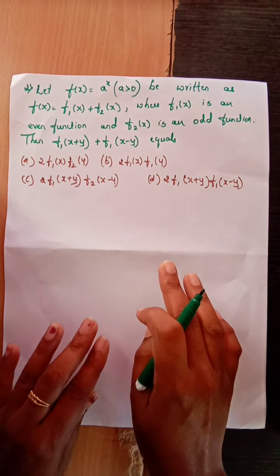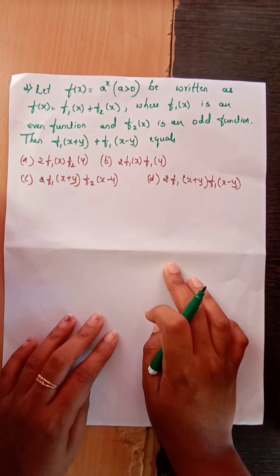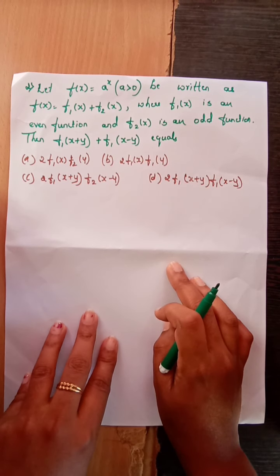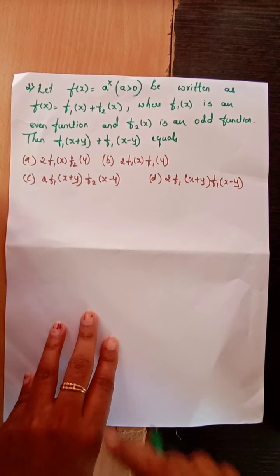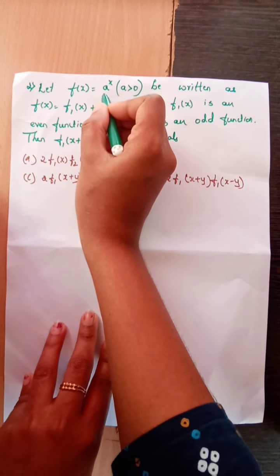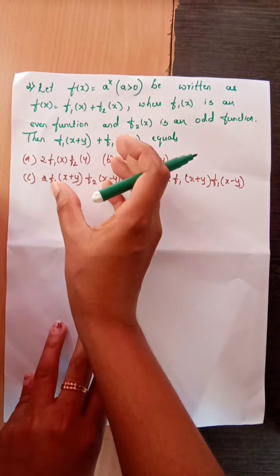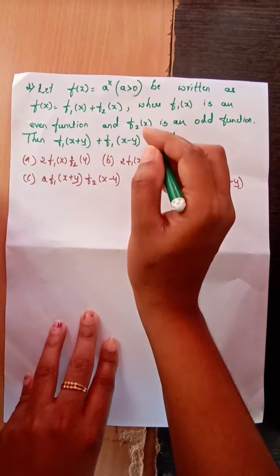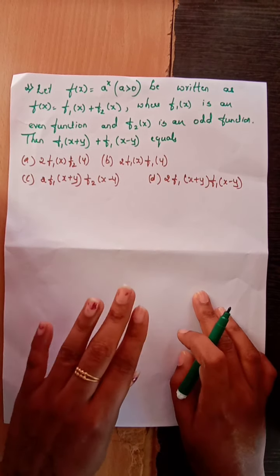Okay, so what is the next question? Let f of x be equal to a power x. Then it can be written as f of x is equal to f1 of x plus f2 of x. So what they have told is, the given function f of x equal to a power x, you can write it as a sum of two functions, f1 of x and f2 of x. Now what is f1 of x and f2 of x? f1 of x is an even function and f2 of x is an odd function.